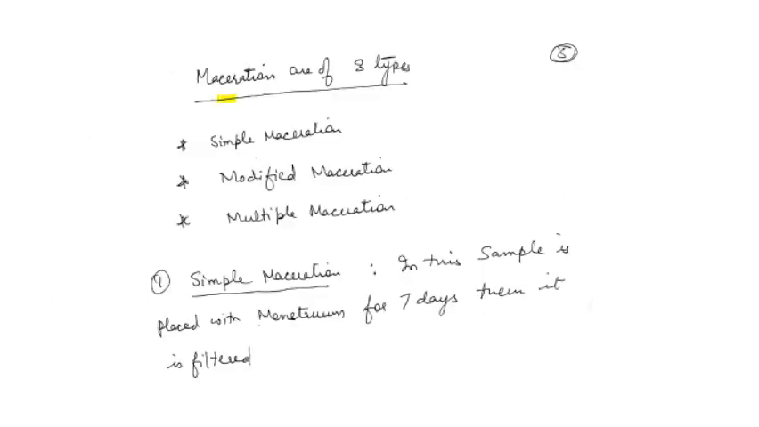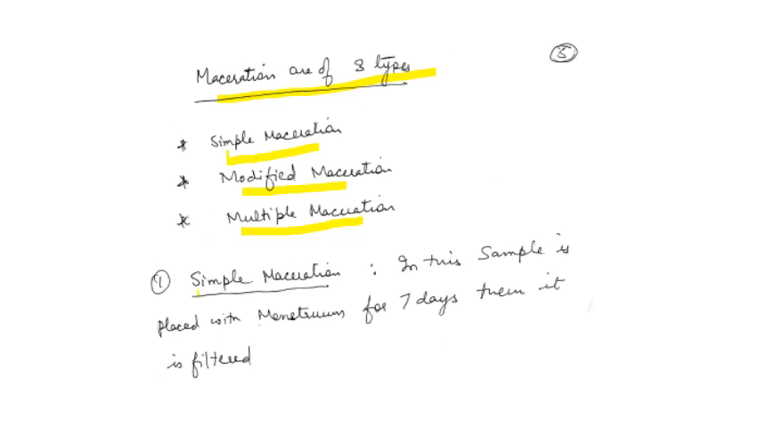Maceration is of three types. This involves keeping the sample for 7 days and can be divided into three types. The first is the simple maceration. The second is the modified maceration. And the third one is multiple maceration. So let's see one by one what these different kinds of maceration are.